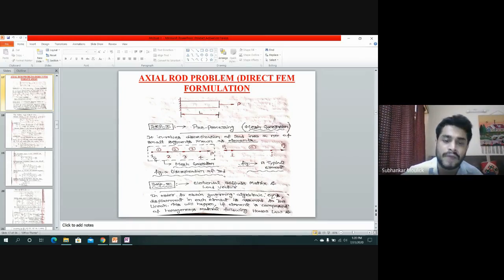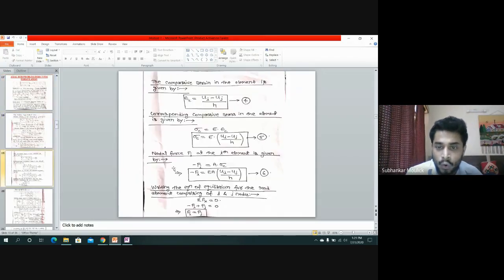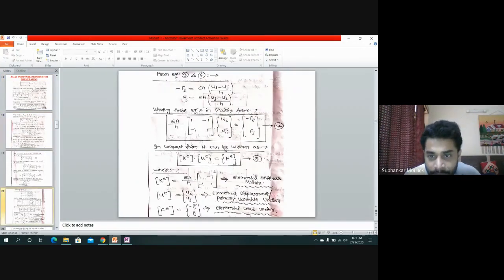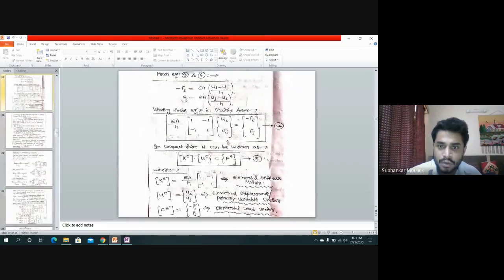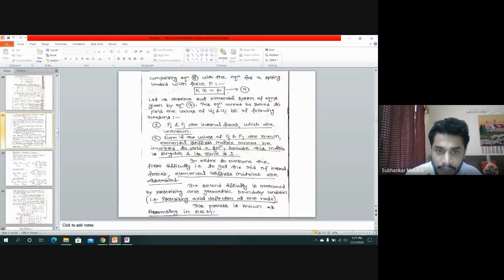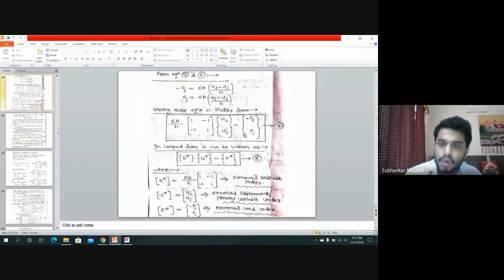That means the value of u1 is 0. That means I have to find out how much is u2, how much is u3 and how much is u4. This you can only find out if Fi and Fj are known to you.